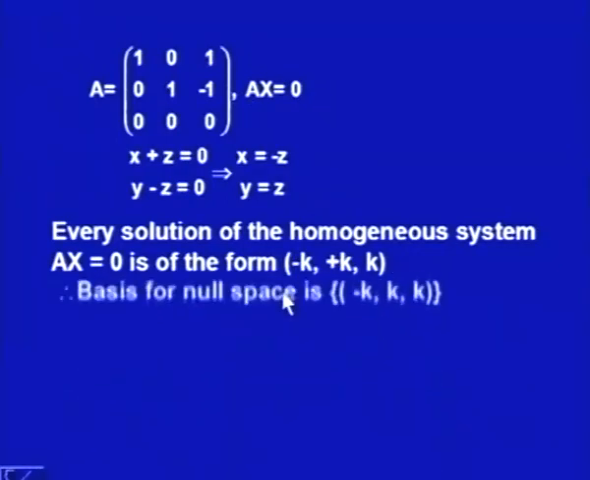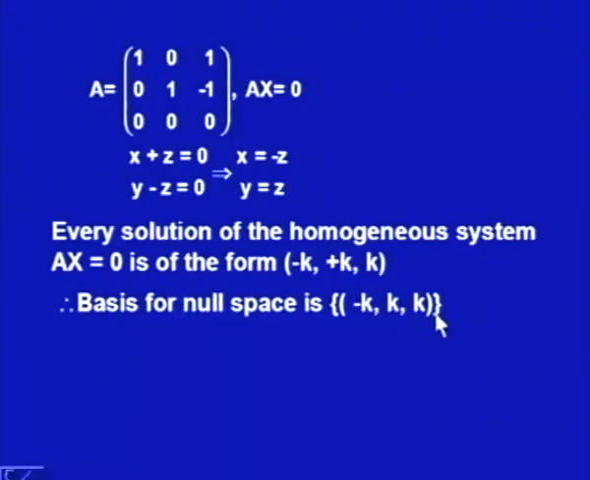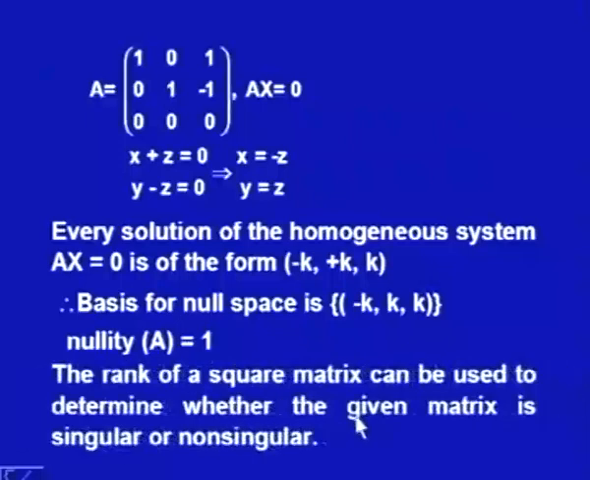So, the basis for null space is this. Every vector which is a solution of this will be generated by this vector. So, this forms a basis for null space, and since the basis consists of one vector, that is why we say nullity is 1. And for this example, we have rank equal to 2, nullity equal to 1, and the order of the matrix is n by n, or 3 by 3. So, 2 plus 1 is equal to 3.